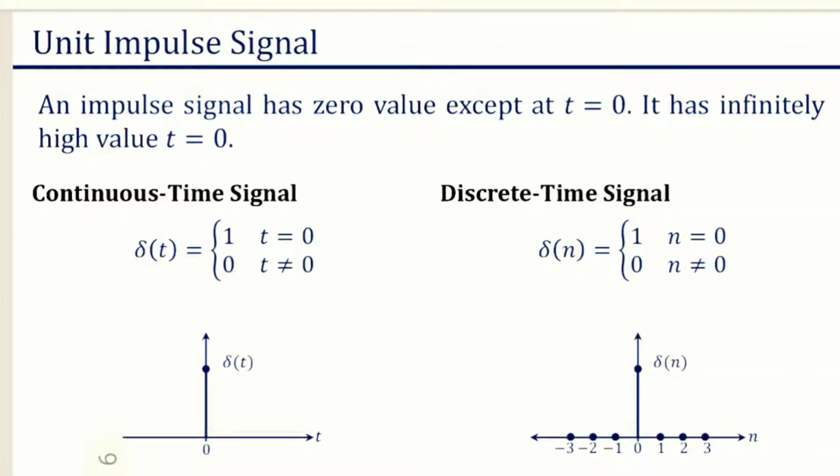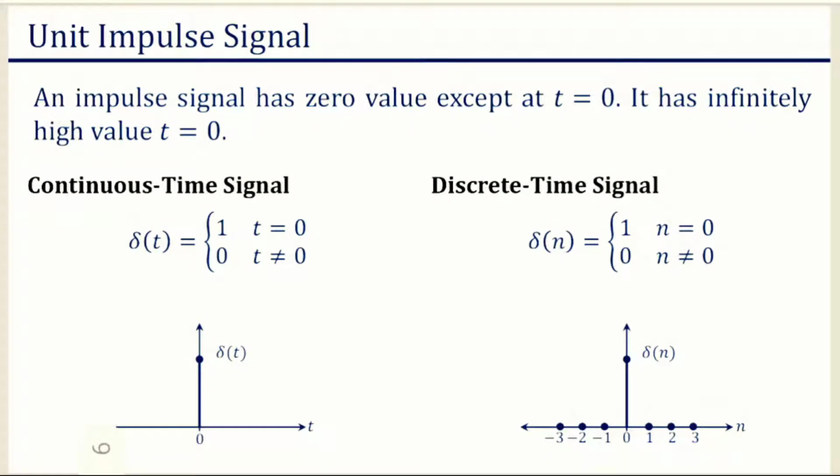Basically, what is a unit impulse signal? What are the impulse signal, ramp signal and step signal? These three signals are used to test any equipment in electrical power systems. Why? Because an impulse signal has zero value except at t equal to 0, where it has an infinitely high value. That is, del of t equals 1 for t equal to 0.